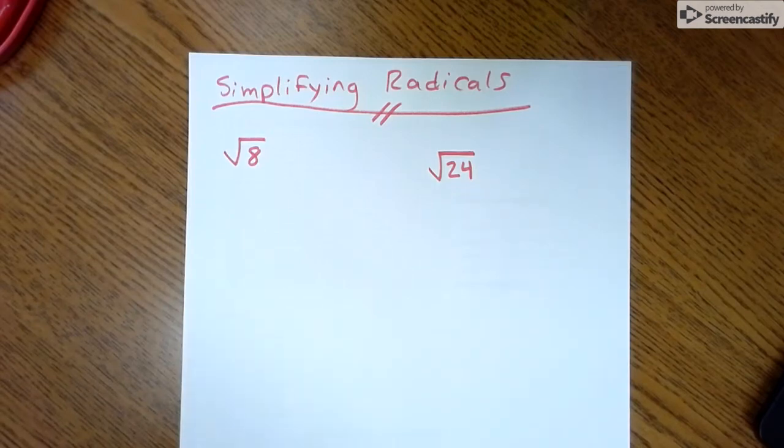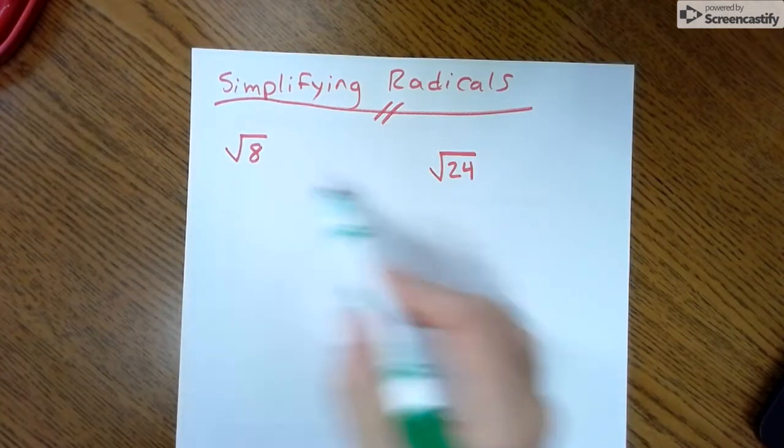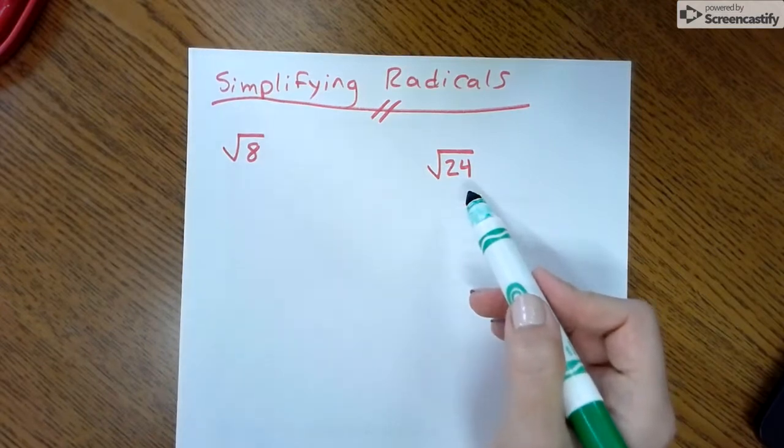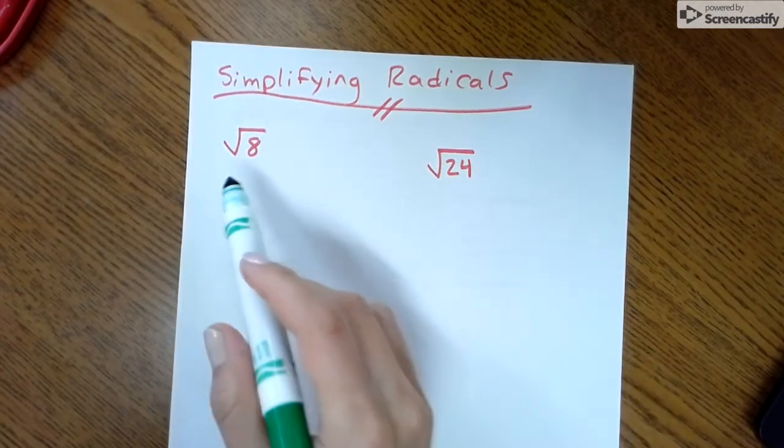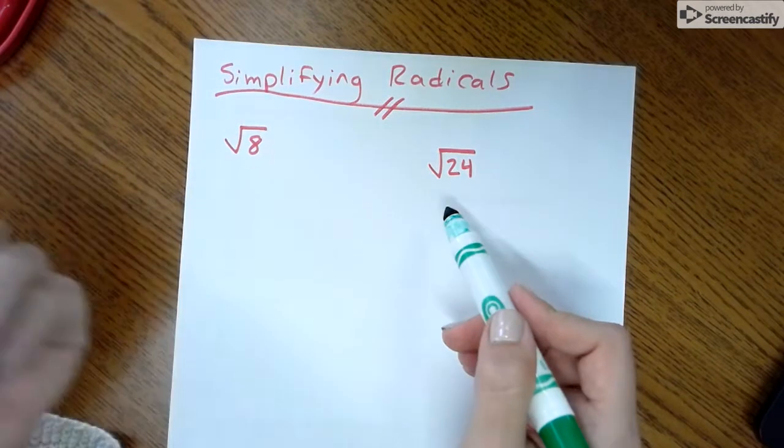Hey you guys, this video is going to be on simplifying radicals. So basically all we're trying to do here is break these down so that they are written in simplest form. So any perfect square that is in 8 or that is in 24, we want to take it out.